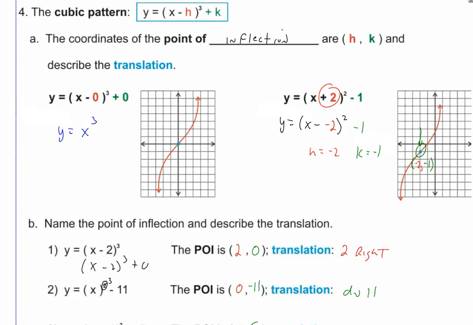We have to know how to figure out the vertex or point of inflection coordinates. We have to figure out how it's translated, left, right, up, or down. And then we also have to be able to write the equation of the absolute value, of the quadratic, or of the cubic using the pattern.